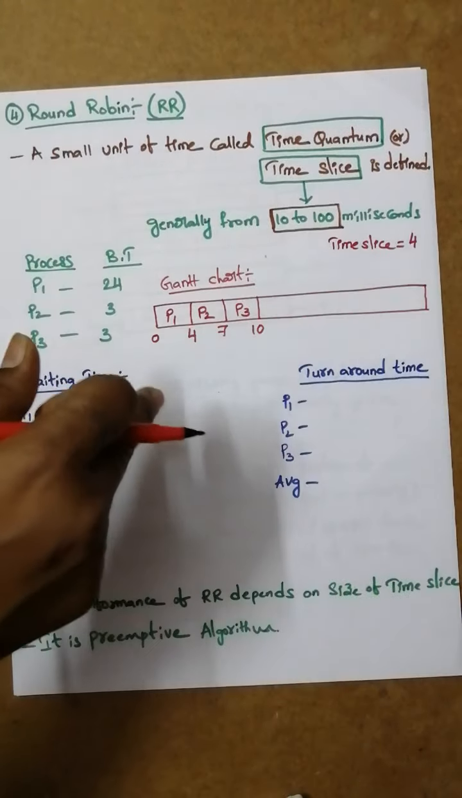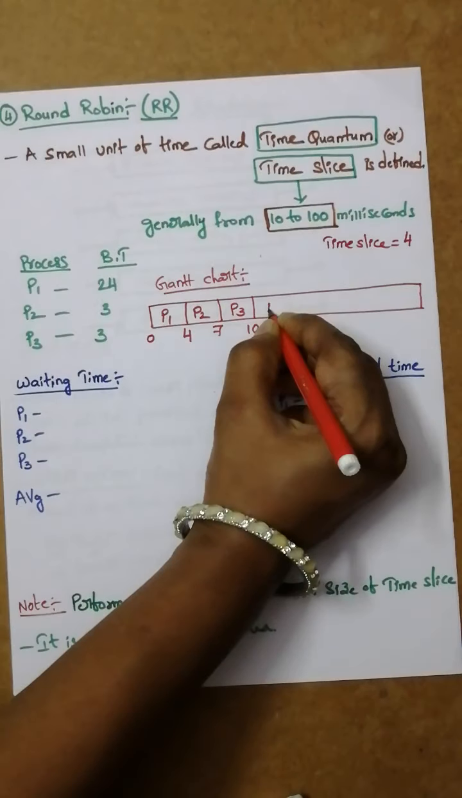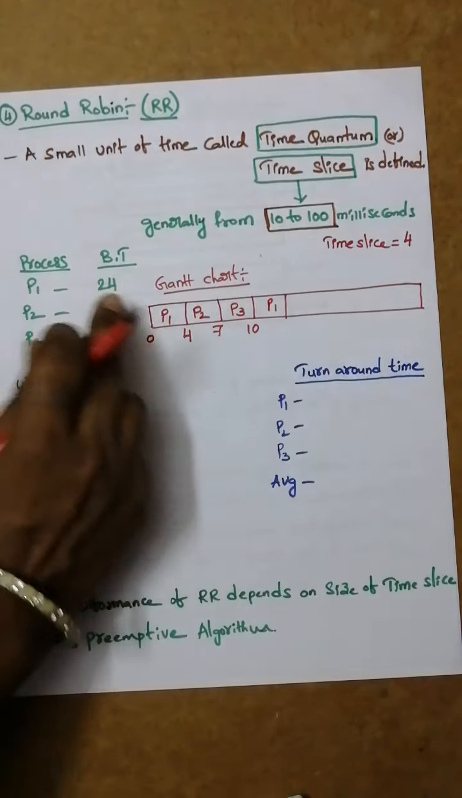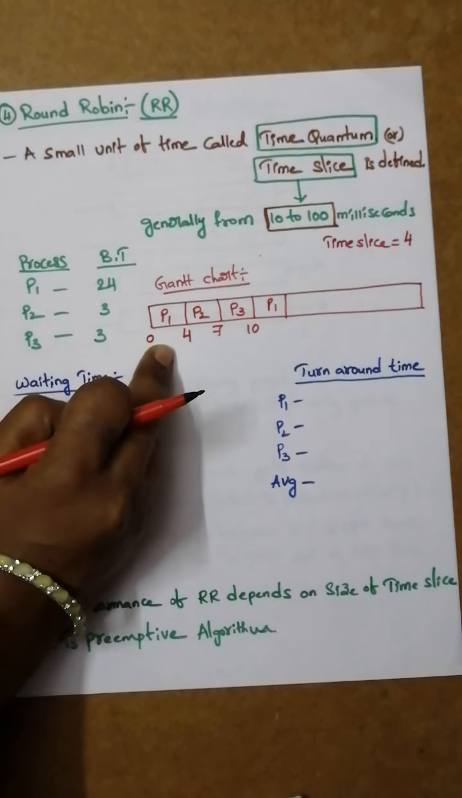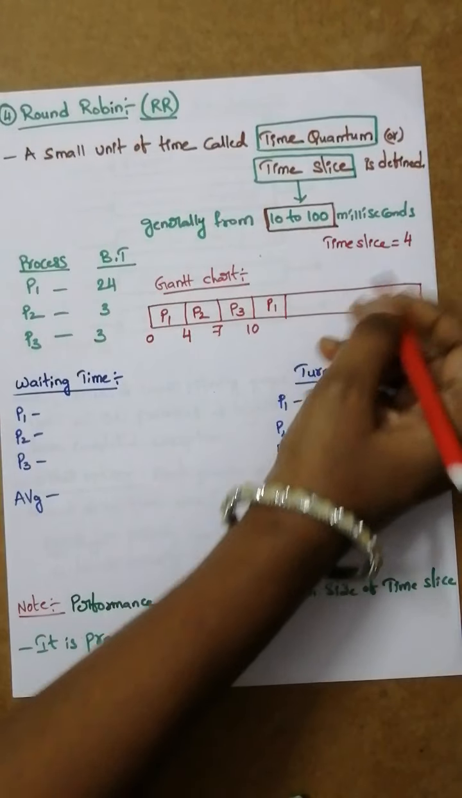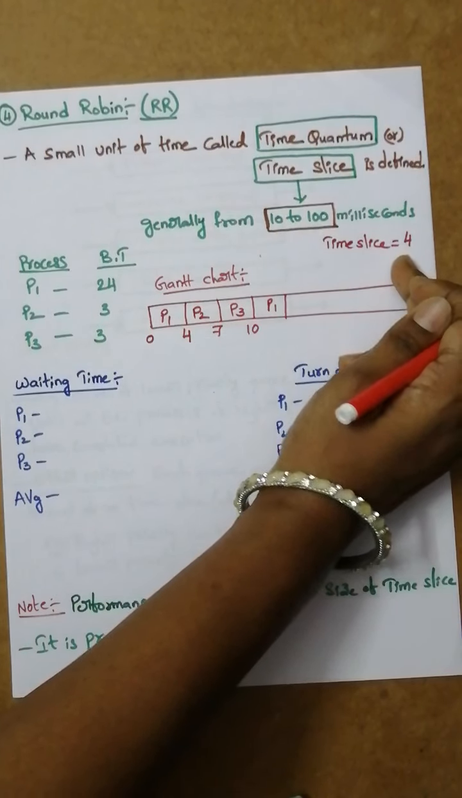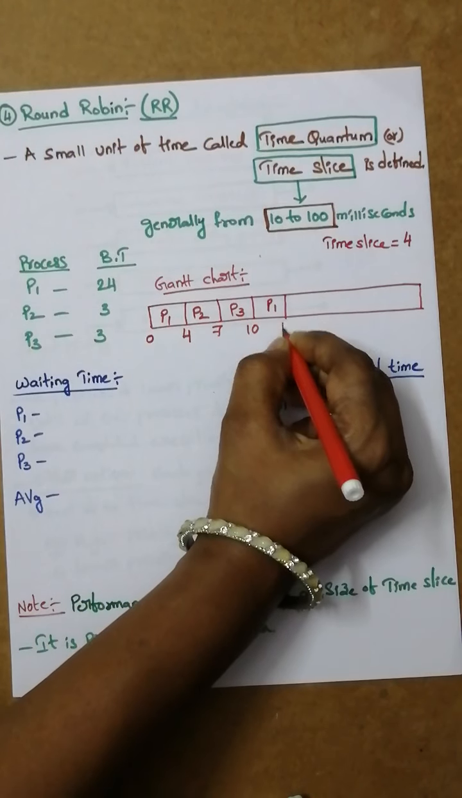The next round will start. Again it will start from P1. So P1 will start executing. Its execution time is 24. Out of 24, 4 is done already, so the remaining 20 are there. Now I'll take this CPU only for 4 milliseconds, because the slice is only 4. So 10 plus 4 is 14.